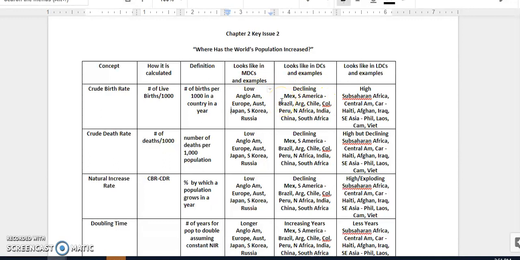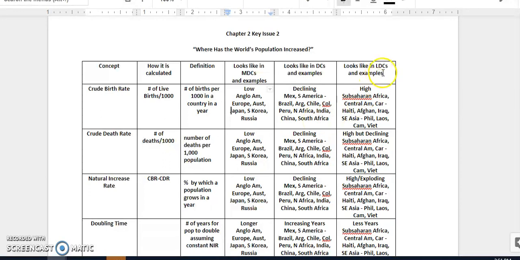For crude birth rate, whenever we look at an MDC, crude birth rate is low. They're stage 4. This would be Anglo-America, which is the United States and Canada, countries in Europe, Australia, Japan, South Korea, and Russia. What does crude birth rate look like in a DC, the stage 3 countries? It should be declining. This would be Mexico, countries in South America like Brazil, Argentina, Chile, Colombia, Peru, Northern African countries like Morocco, Indonesia, China, and South Africa.